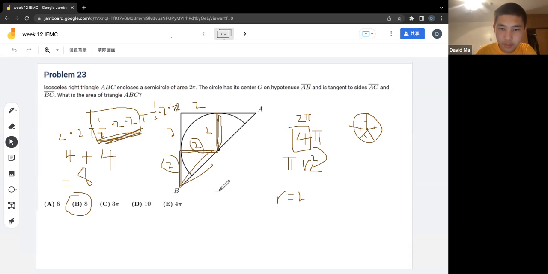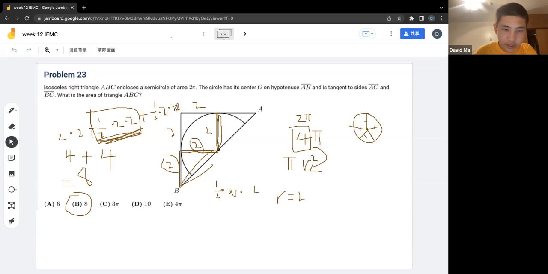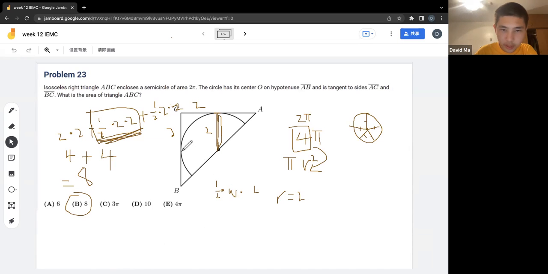It's a half times the width times the length, right? So take a look at, let me draw this again. Take a look at this triangle right here. What do you think's the width and length in this case?